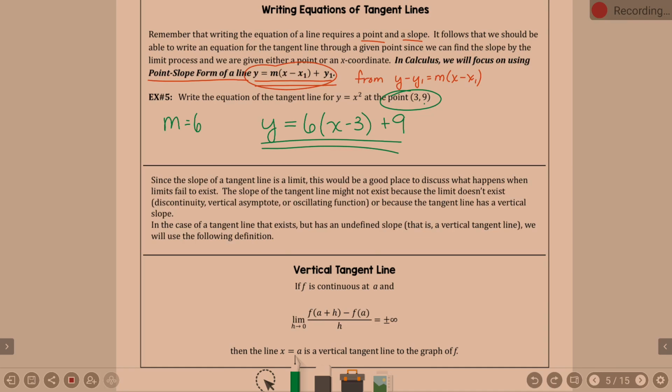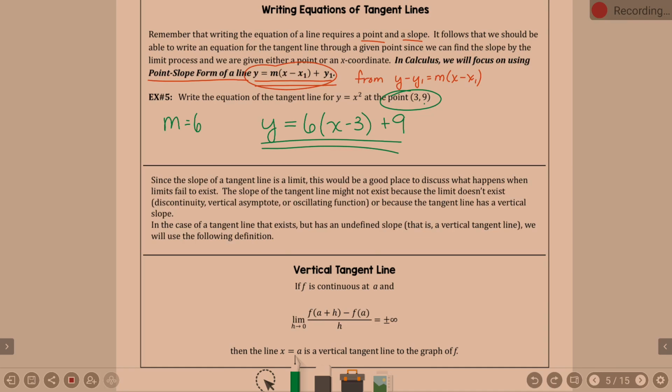Okay, continuing along. Since the slope of a tangent line is a limit, this would be a good place to discuss what happens when limits fail to exist. The slope of the tangent line might not exist because the limit doesn't exist. So like our asymptotes, our holes, or not. The asymptotes, a discontinuity of some sort, an oscillating function, or because the tangent line has a vertical slope.